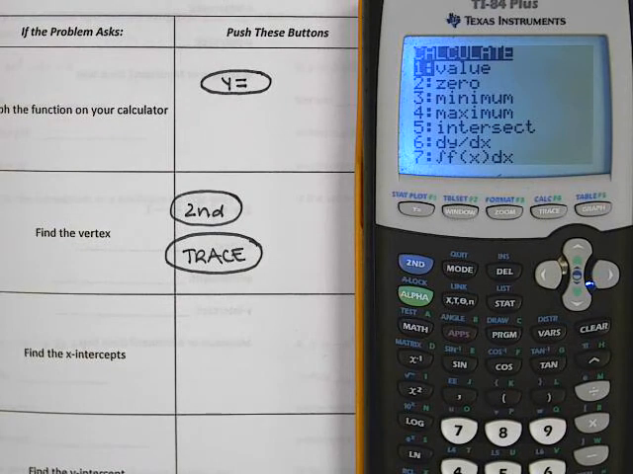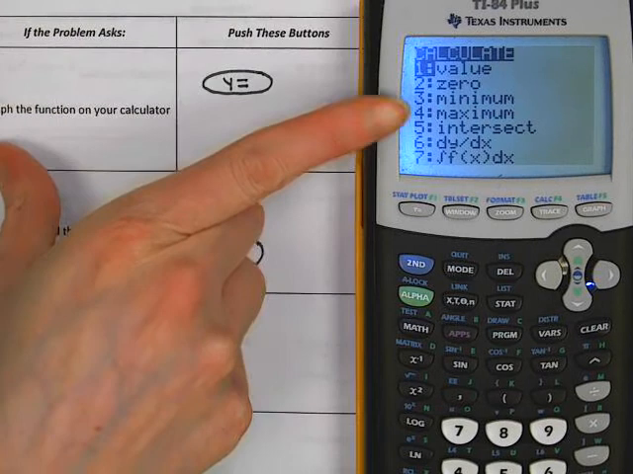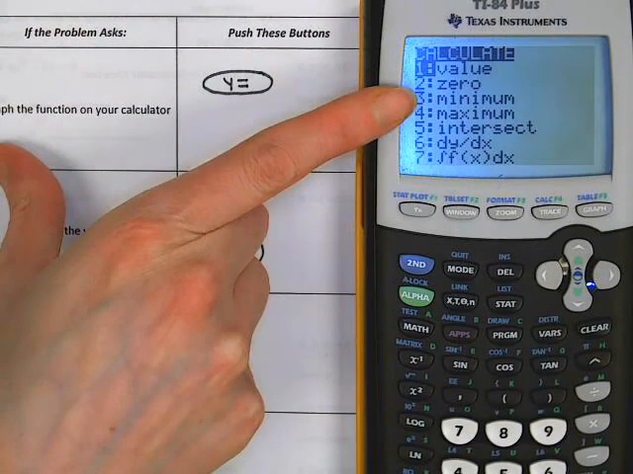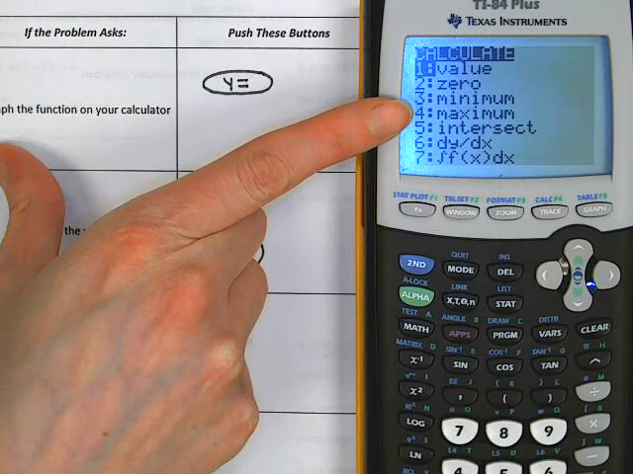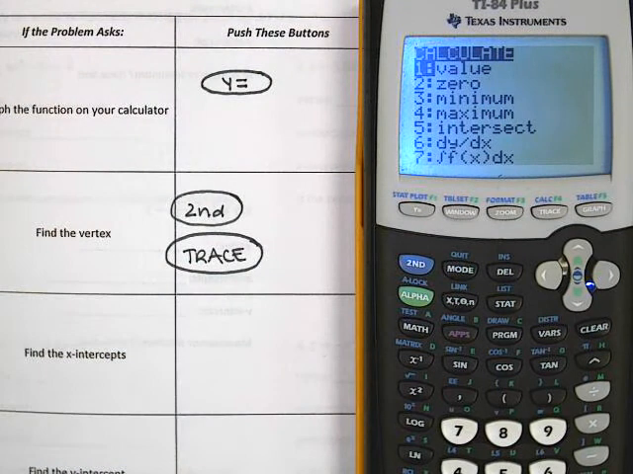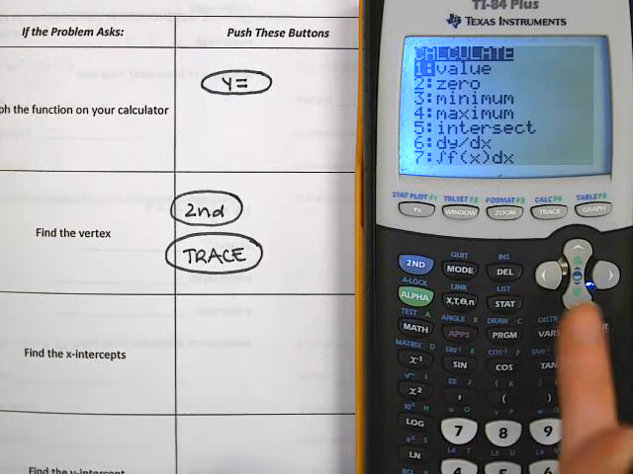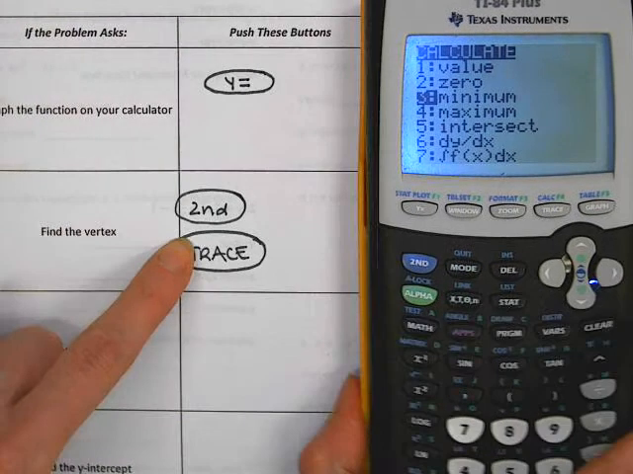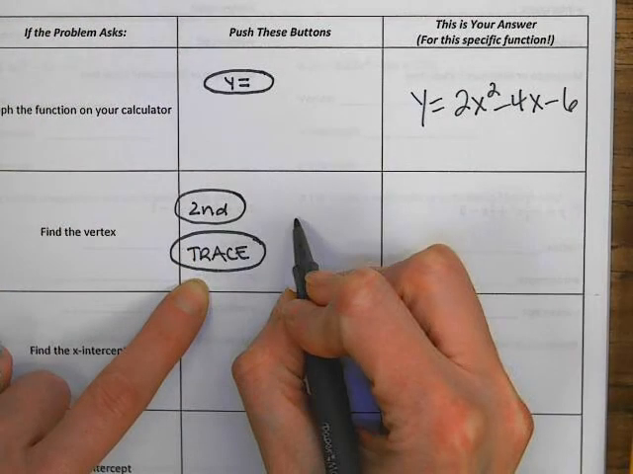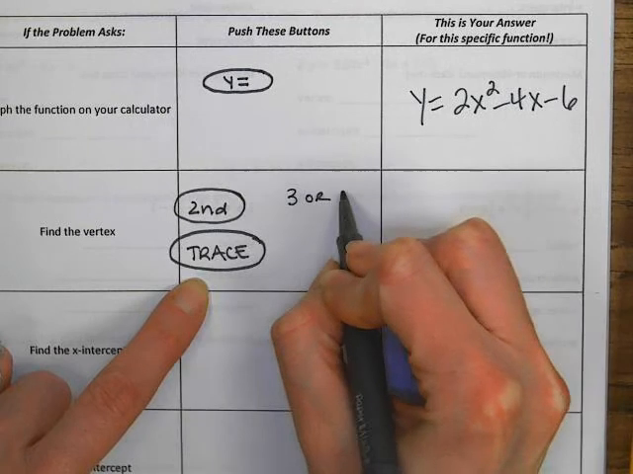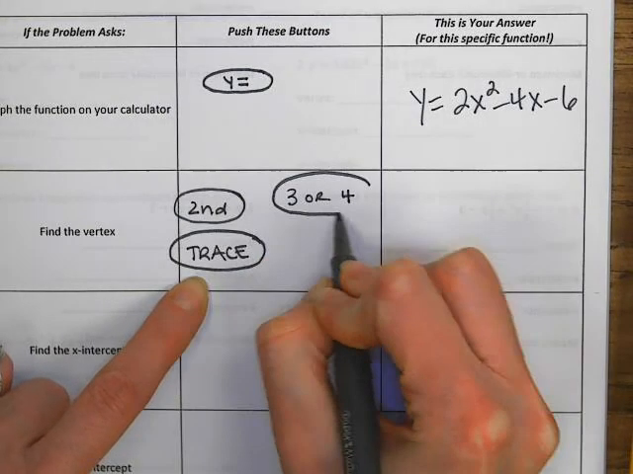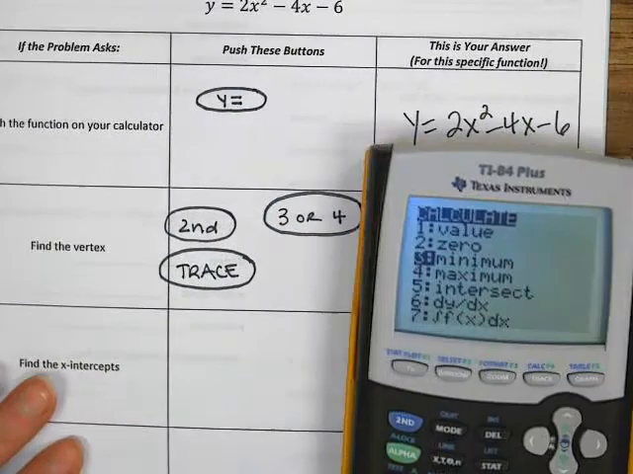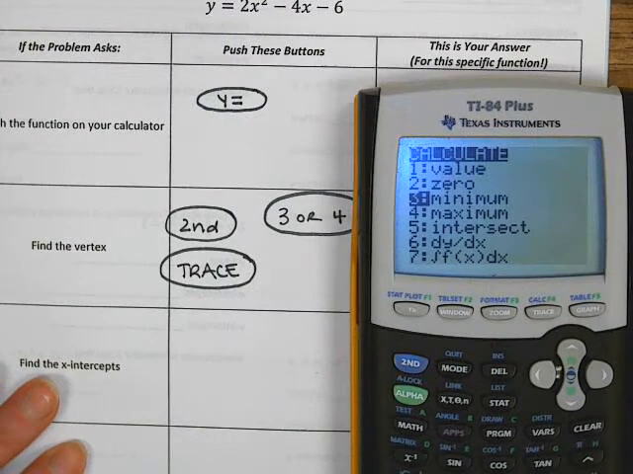Okay, now do you guys remember, was the vertex a minimum or a maximum? Was it at the bottom of the graph or the top of the graph? Well, it was at the bottom, so we're going to go to option 3. So it depends on your graph. It's either option 3 or 4, depending on if it's a max or a min. Okay? So ours was a minimum, so we're going to hit enter.